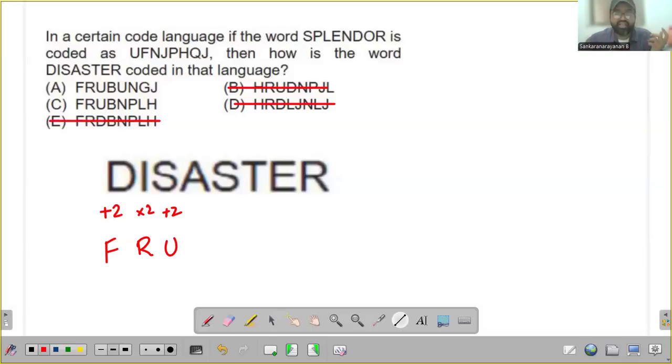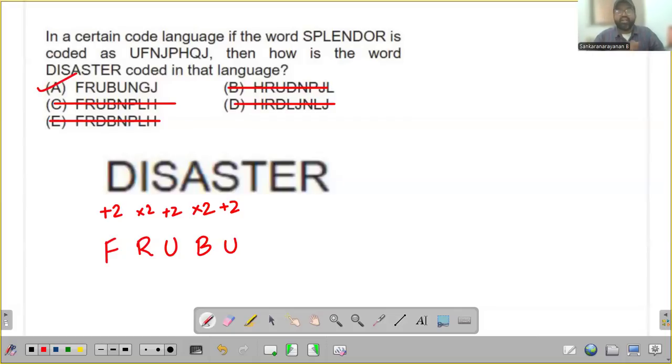Okay, now you can see that your A is here. A into 2 you have to do. 1 into 2 is 2, so it has to be B. Okay, S plus 2, S, T, U. So it has to be FRU, BU. I can see that here option C can thus be eliminated. And for this question, option A, that is my answer.